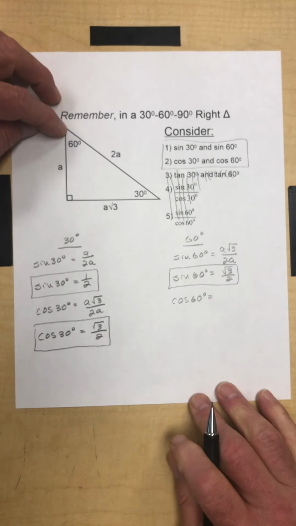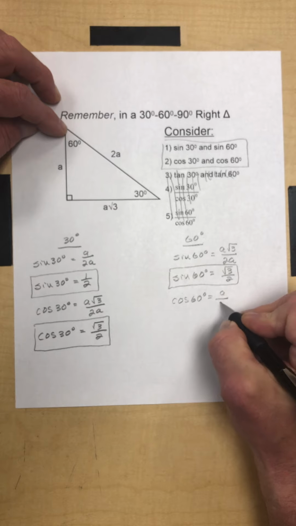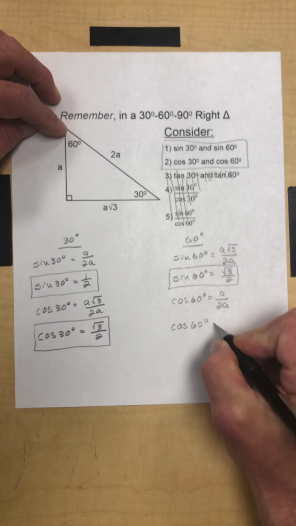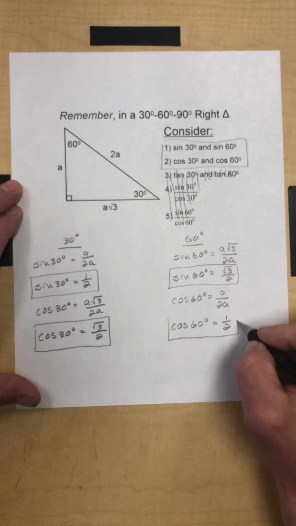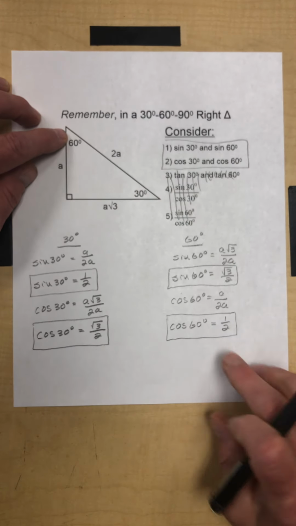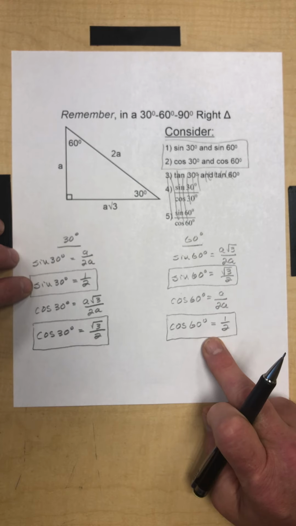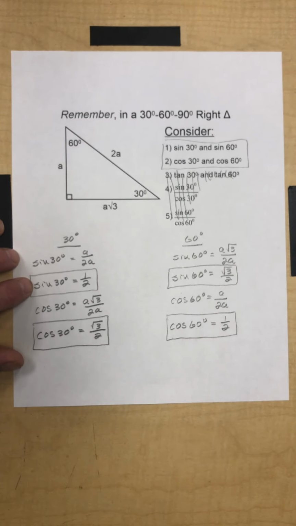Cosine of 60 is adjacent A over hypotenuse 2A, so that's A over 2A. Notice the A's cancel each other out, so we get the cosine of 60 degrees equals 1/2. That's really important. Once again, the 30 and the 60 degrees are the two acute angles in a right triangle, so we would expect the sine of one acute angle to be equal to the cosine of the other. So the sine of 30 and the cosine of 60 have to give you the exact same thing. Once again, these two sheets, we're going to come back to them. They're really, really important.